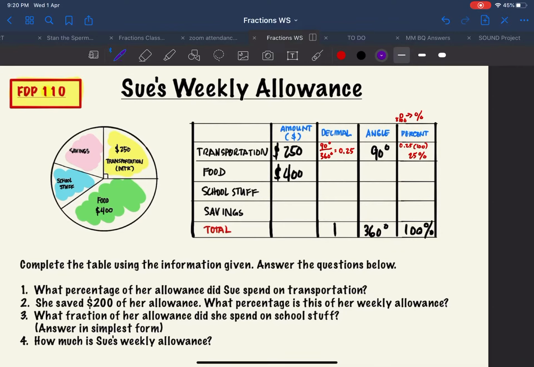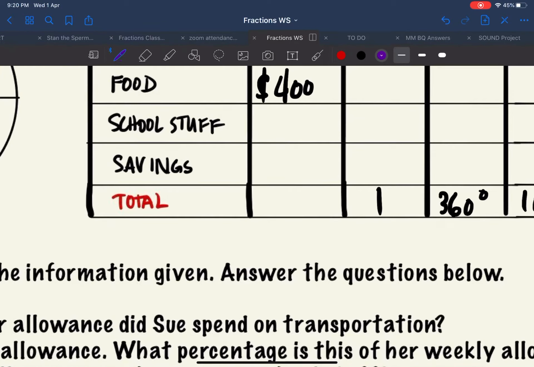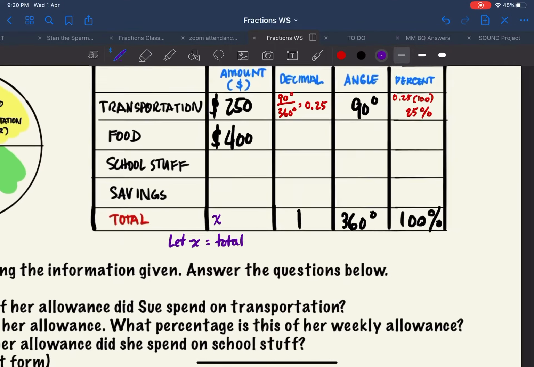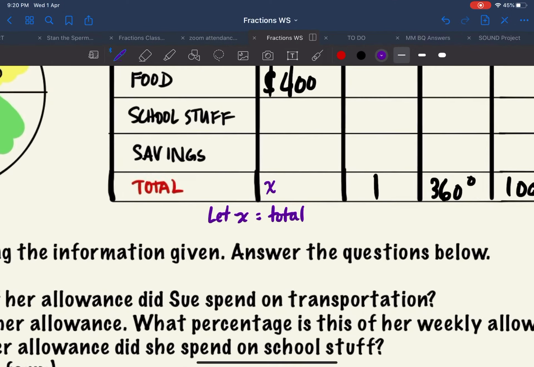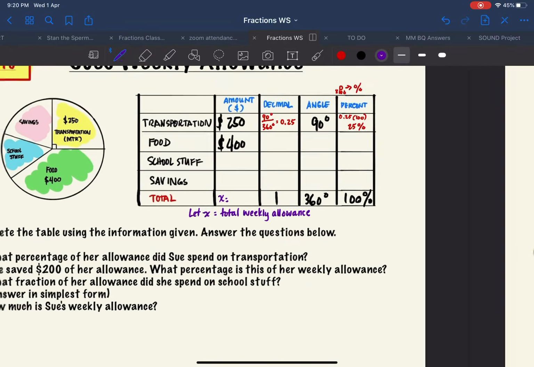And now, since you know that 250 is 25% of a certain amount, we can now calculate for the total amount, okay? Now, if you remember from the prior video, if we do not know an amount, we give it a variable. And in this case, let x equals total, and what are we calculating? Total weekly allowance, okay? We want to know how much Sue gets every week as an allowance, okay? So how do we find that out?